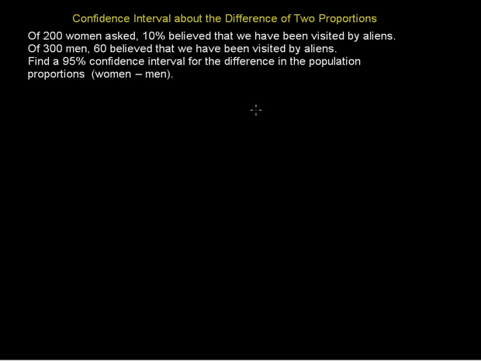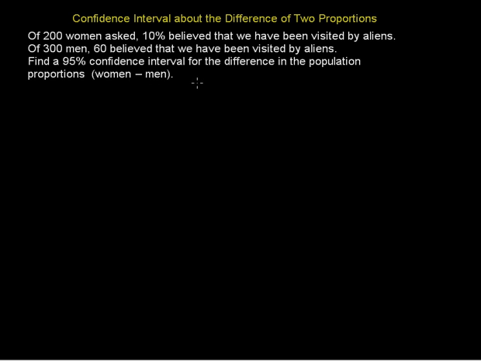In this video, we'll be finding a confidence interval about the difference of two proportions. Our data tells us that of 200 women asked, 10% believed that we have been visited by aliens, and of 300 men, 60 believed that we have been visited by aliens. Find a 95% confidence interval for the difference in the population proportions, and we'll go in the direction women minus men.